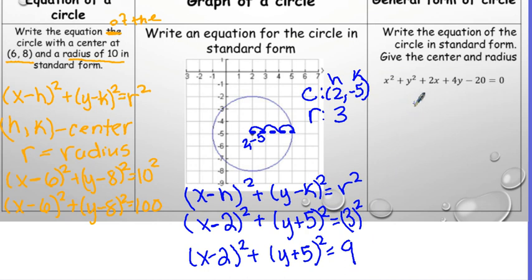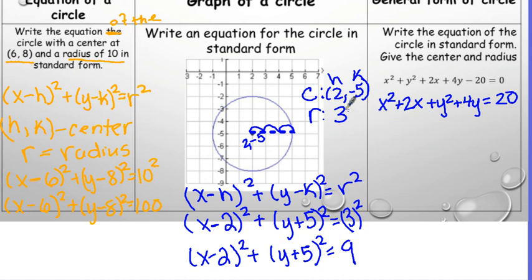Okay, here it says write the equation of the circle in standard form, give the center and radius. So if we look here, this is what we call general form, and it's all over the place. So first thing I want to do is put all the x's by each other and put all the y's by each other. And I'm going to move this constant. If it's a negative 20, then I'm going to move it to the other side and make it positive 20.